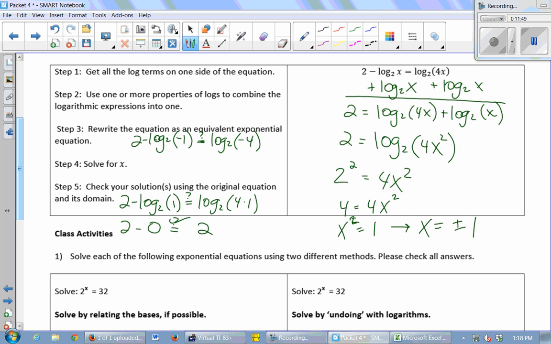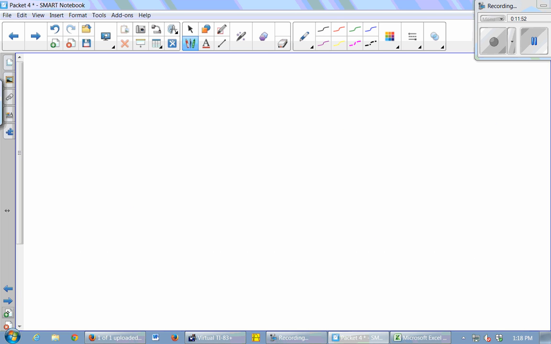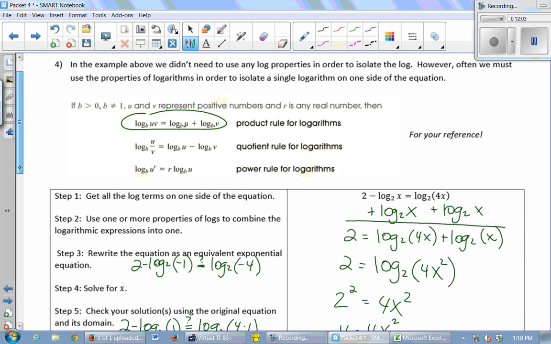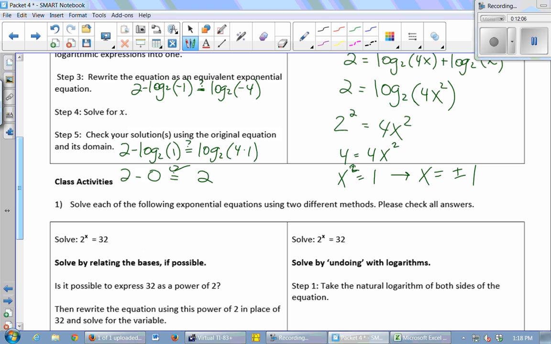Because remember, think about the exponential function and what it looks like. If I was going to graph 2 to the x, it looks like that. No matter what x I put in, I can't make a negative, right? So the log function has as its domain only positive numbers. I cannot take the log of a negative number, so this is just nonsense, right? I can't plug negatives into the log function, so I go back over to my equation, and I'm going to say x equals 1 is actually my only solution. Negative 1 is extraneous, and that is why you check.